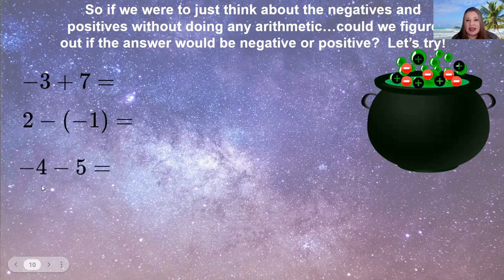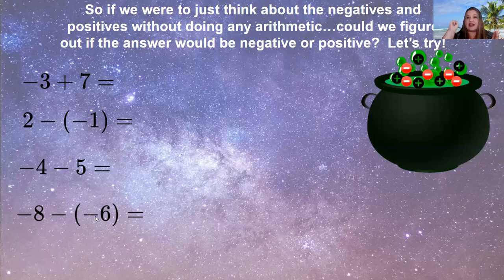Here I have 4 negatives and then 5 more negatives. So we just added negatives and negatives. And so that becomes negative 9. Okay. That's easy to tell that the answer would be negative because we're just putting negatives on top of negatives. Now on this one, it's negative 8 minus negative 6. So you have 8 negatives and you're pulling 6 negatives away, but the 8 is bigger. So even though you're pulling negatives away, we're still going to have negatives left over in the end. So this answer will still be negative.